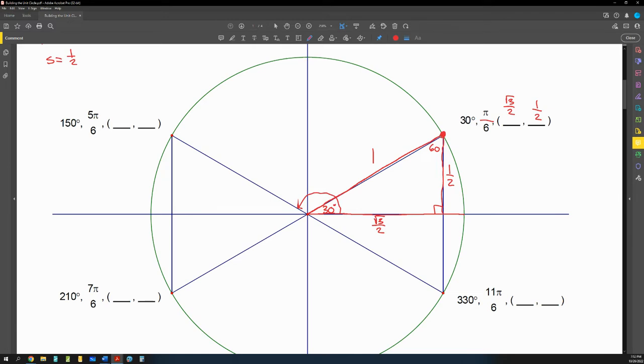So if this is 150 degrees, or 5 pi/6 in radians, then my reference angle, I know that the negative x-axis is 180 degrees. So my reference angle is going to be that difference in those angles. The difference between 180 and 150 degrees is 30 degrees. I know that this hypotenuse here is 1, drop a perpendicular, and again, we have that 30, 60, 90 triangle. So our reference angle here is 30 again.